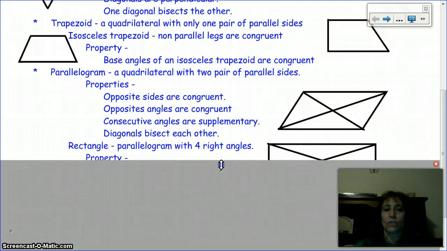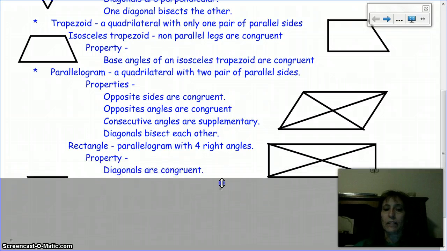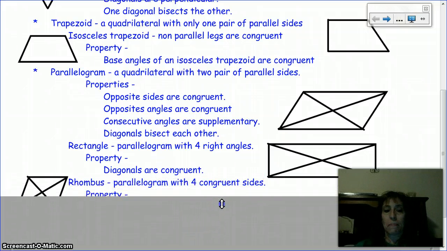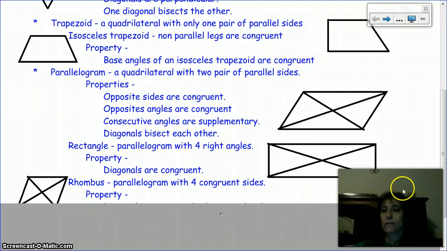Alright, the next one is a rectangle, and it's a parallelogram with four right angles. And its property is that diagonals are congruent. So unlike the one up here, if this is 10 and from here to here is 10, then this one up here to the middle and from the middle to the bottom is also 10 and 10. So they are congruent.